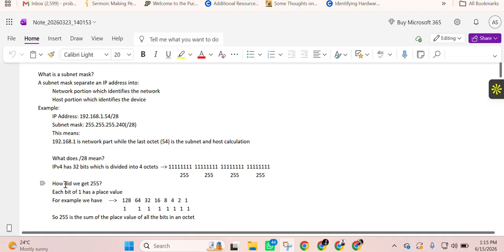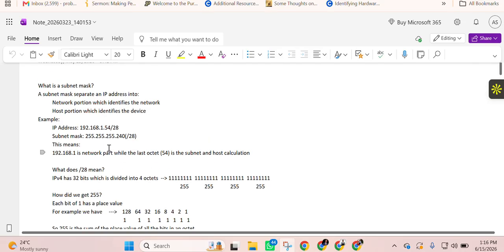I will explain further. How did we get the 255? Each bit of 1 has a place value. For example, we have 1, 1, 1, 1, 1, 1, 1, 1 in 8 places, so we have 8 bits of ones. The place value of each 1 bit is 128, 64, 32, 16, 8, 4, 2, and 1. So when you add up these place values, you're going to get 255. That is how we got the 255. That is the subnet mask here.